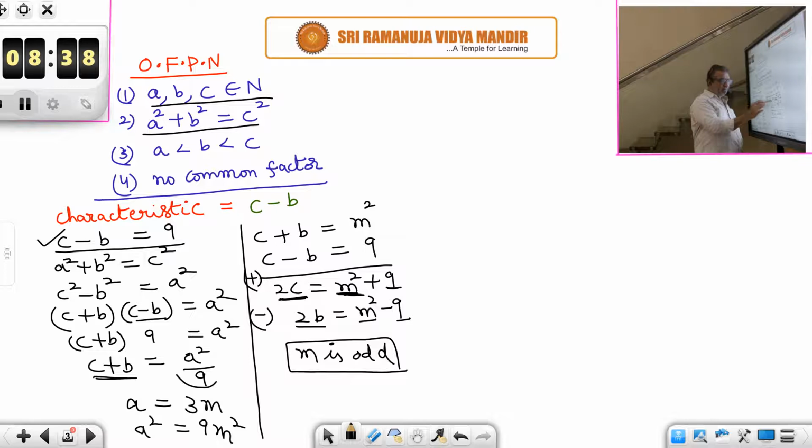Otherwise, if m is even, what about m square? Even. Even plus 9 is odd. Even plus odd, you will get odd. But left hand side 2C is even. So m must be odd. So then we have this table.